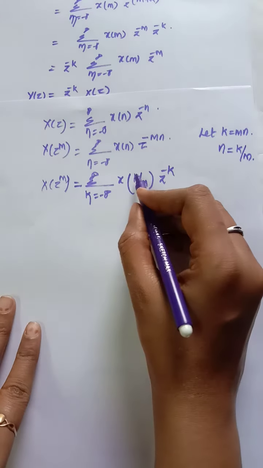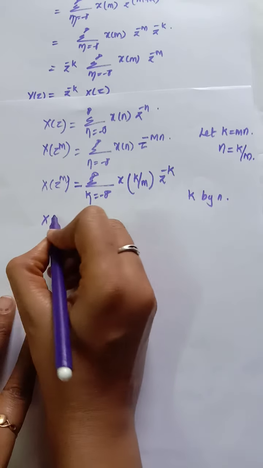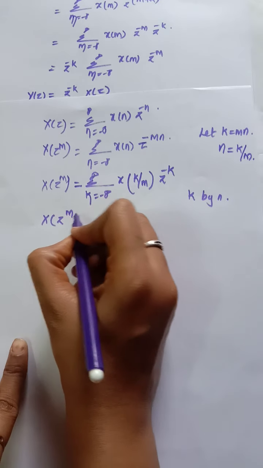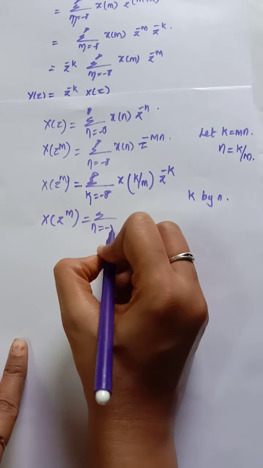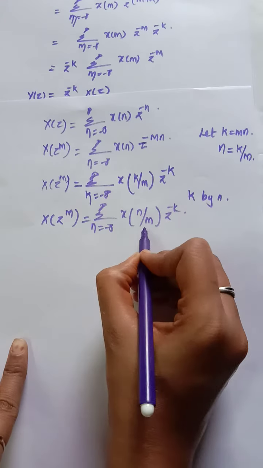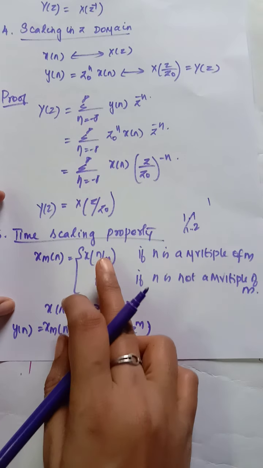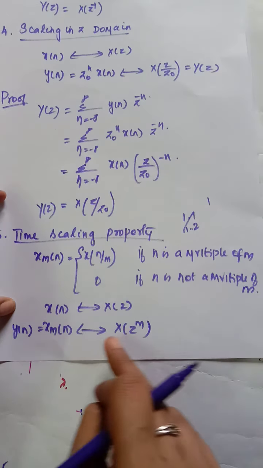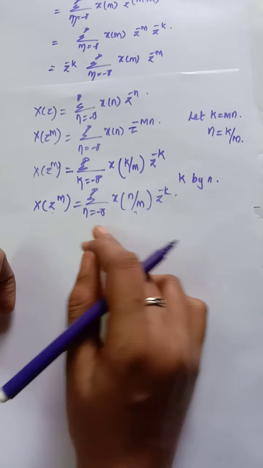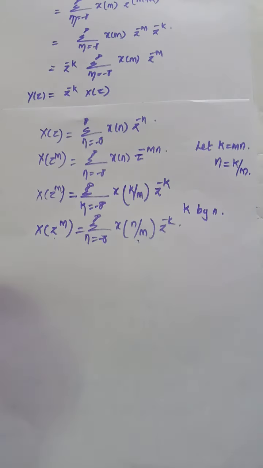So now since k is a dummy variable, we can replace k by n. So this can become summation n equal to minus infinity to infinity x of n by m z power minus n, with z replaced by z power m. Here both are z transforms: x of n by m and X of z power m are z transform pairs. So we get x of n by m is nothing but x_m of n, and its z transform is X of z power m. So we got these two. Okay, so this is the time scaling property.